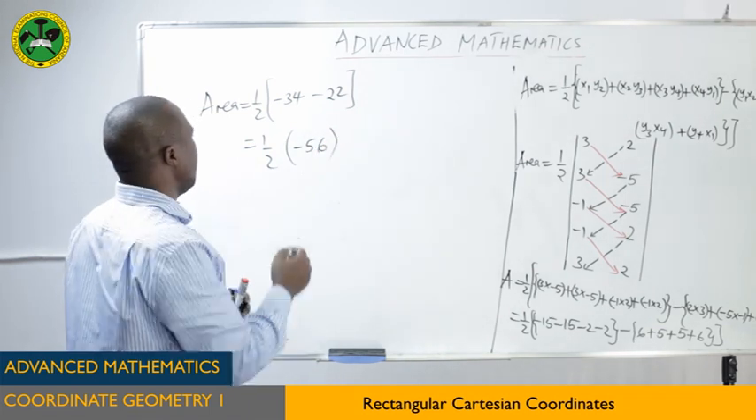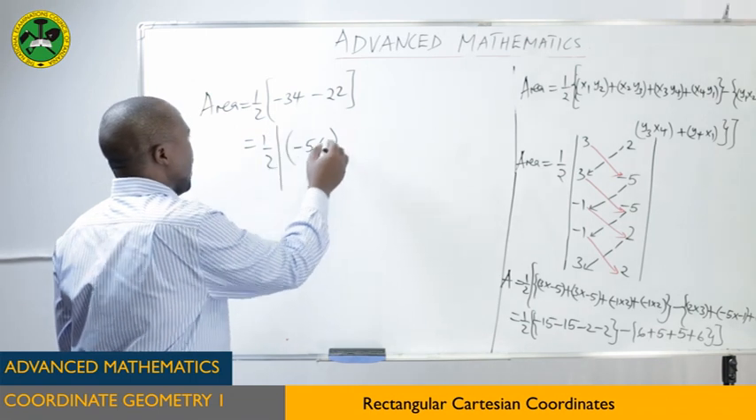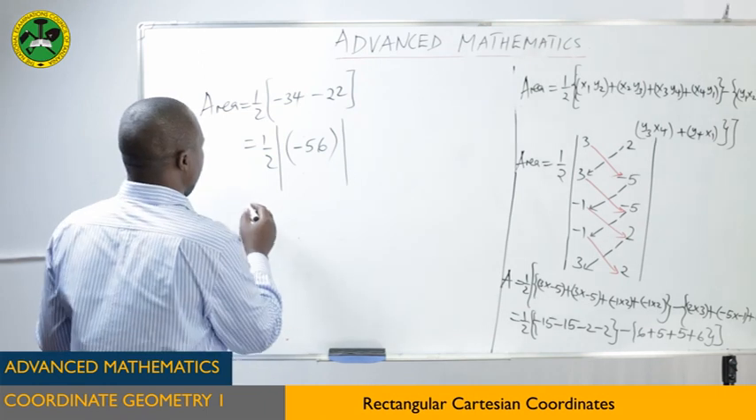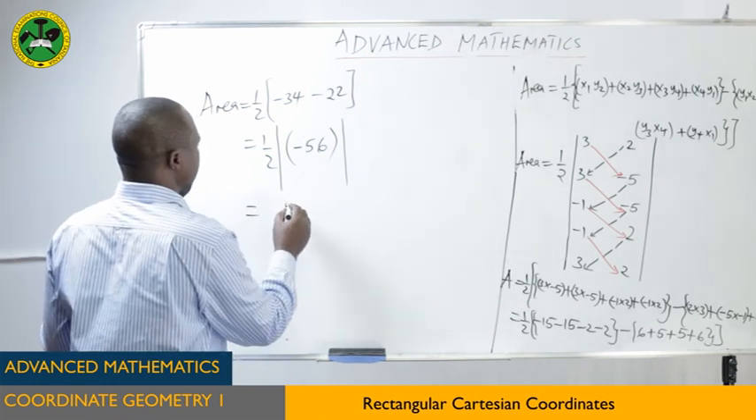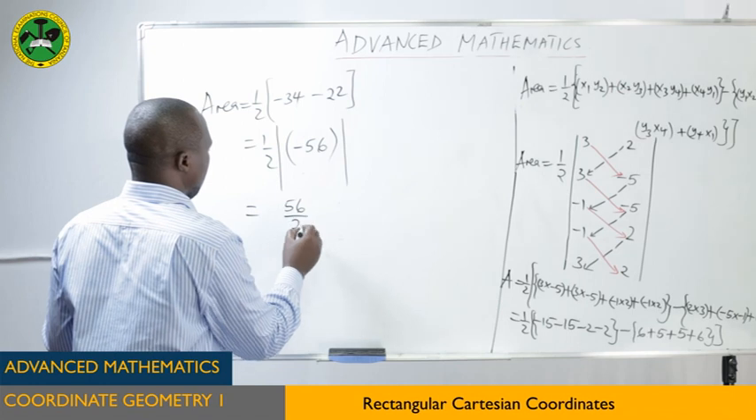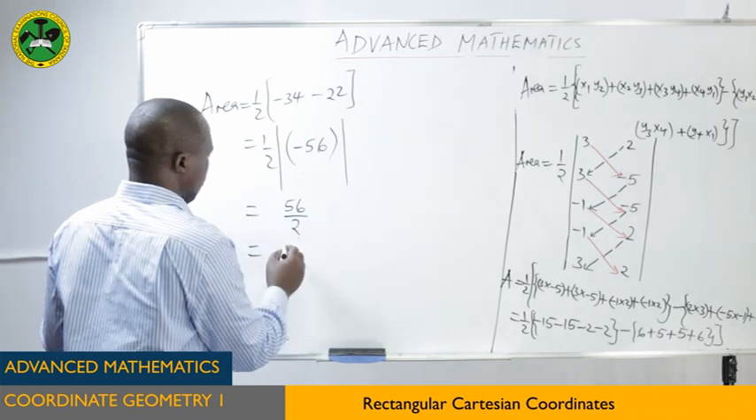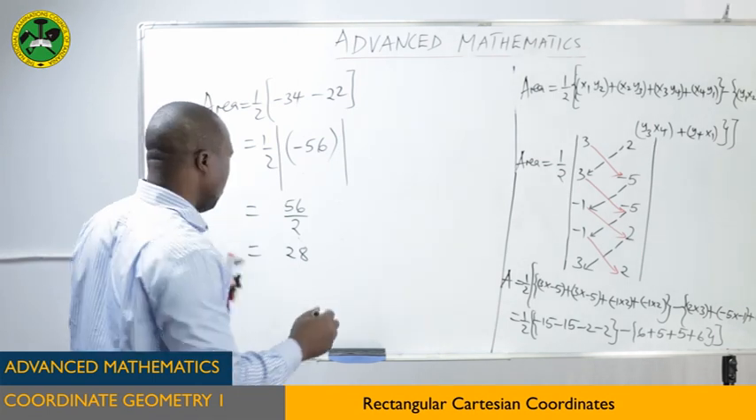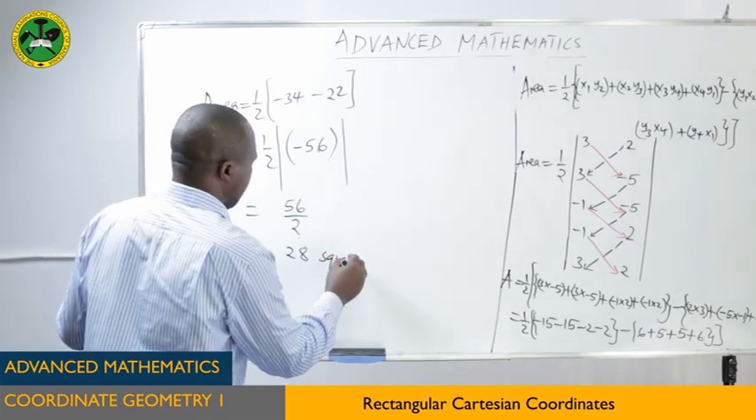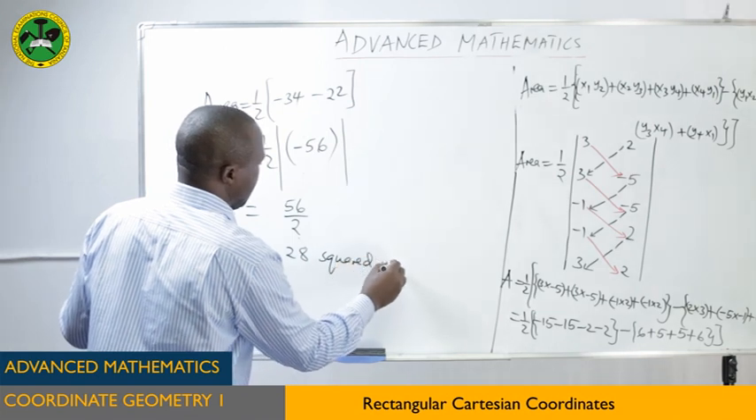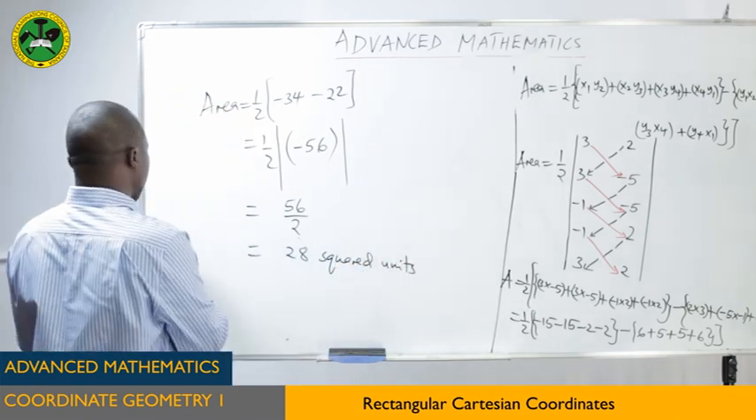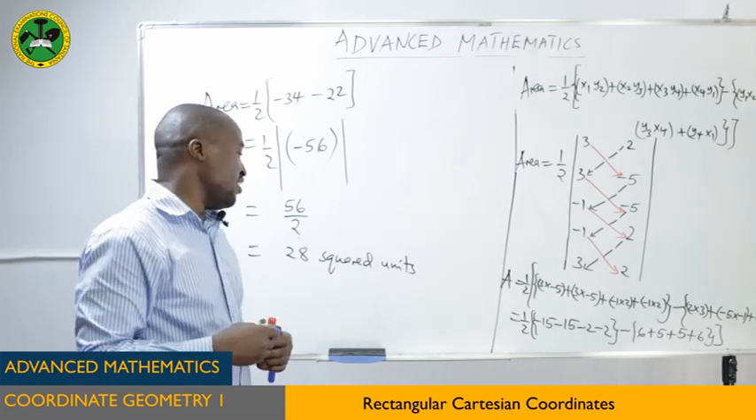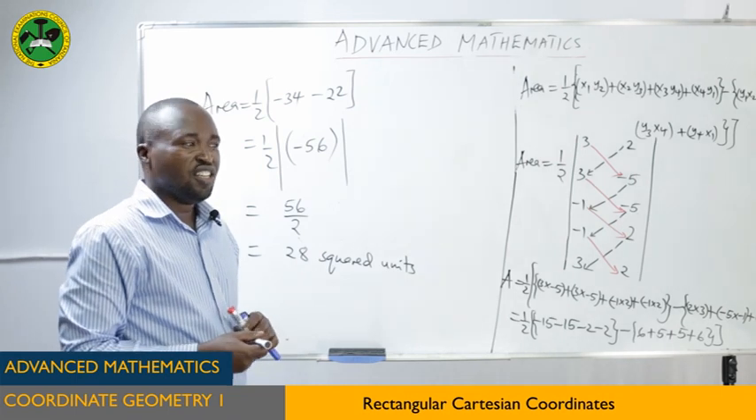But remember, we use the absolute value to avoid the negative. So this one is equal to 56 over 2, which is equal to 28. We are looking for the area of a rectangle. So this is squared units. Therefore, the area will be equal to 28 squared units.